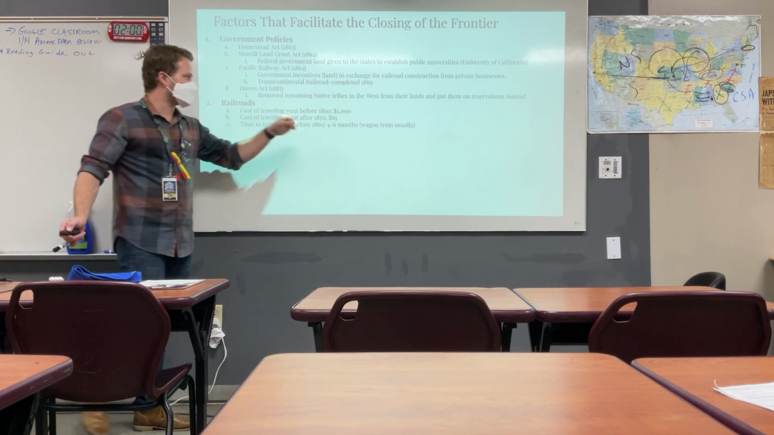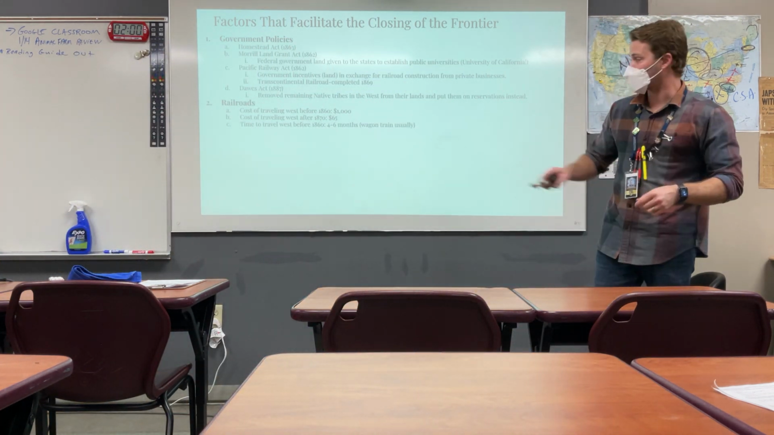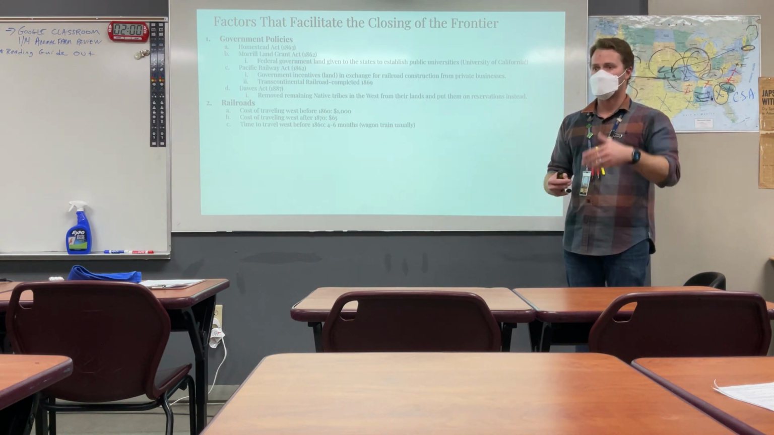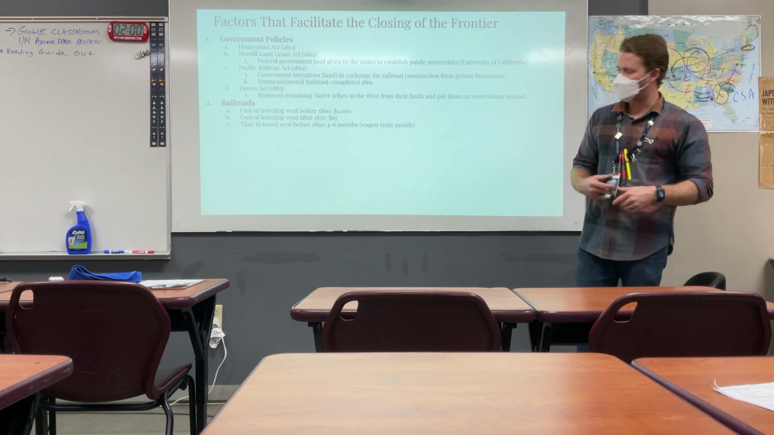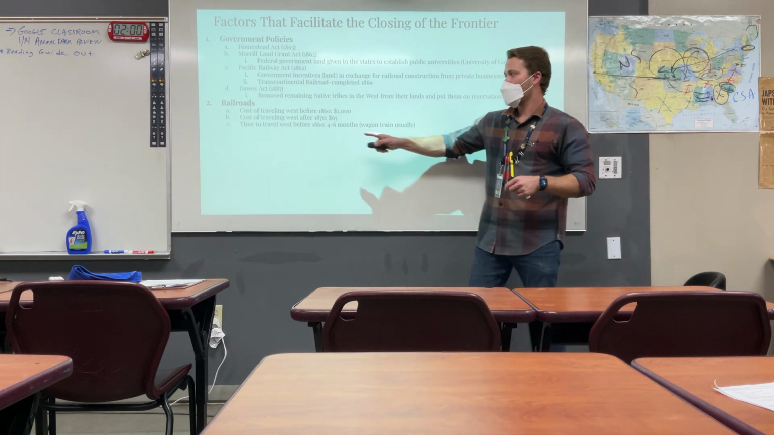Time to travel west before 1860 was about 4 to 6 months to get to the West Coast. That's a long time, usually in a wagon train. Right? You get on a covered wagon, you get a buffalo or a horse to pull you, you do your thing. A mule, all the way to the West Coast.